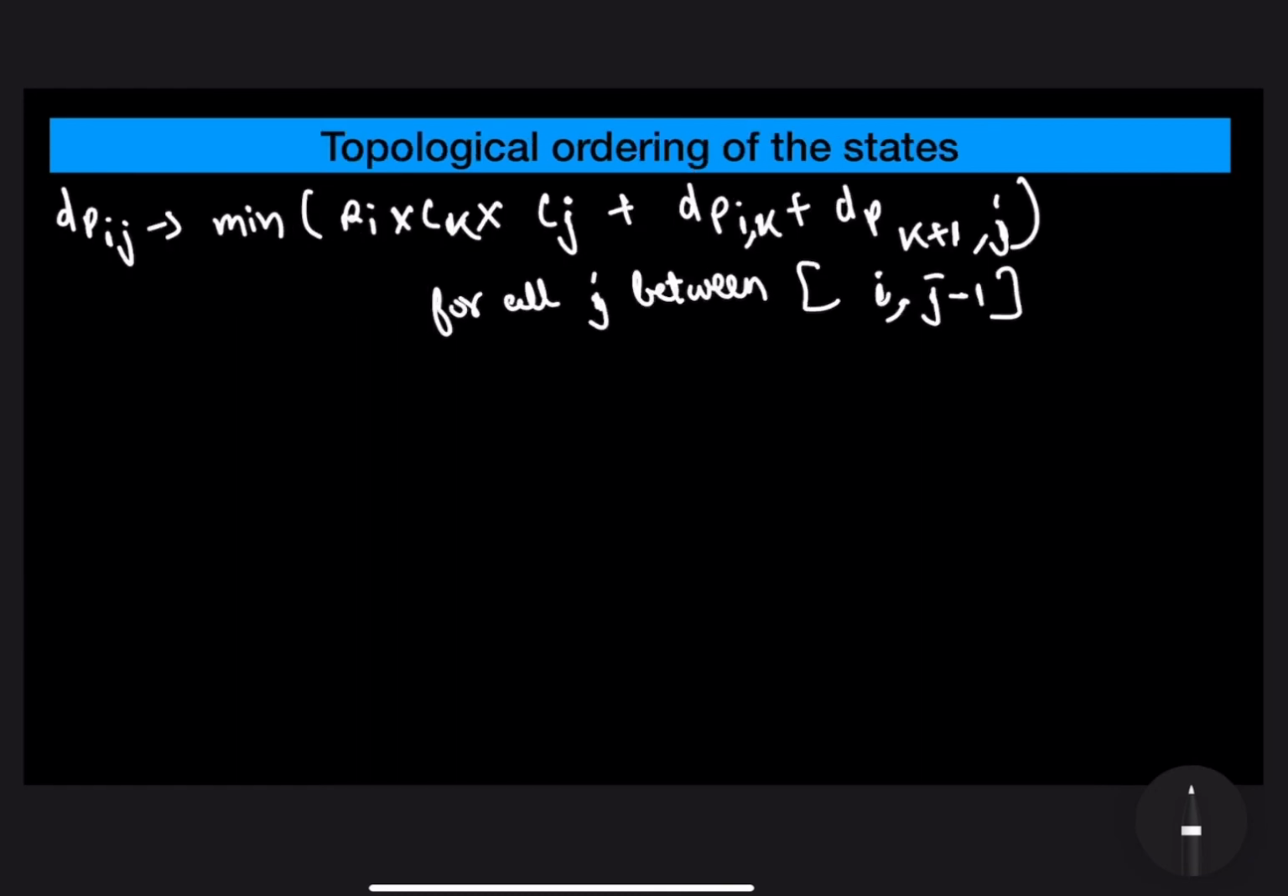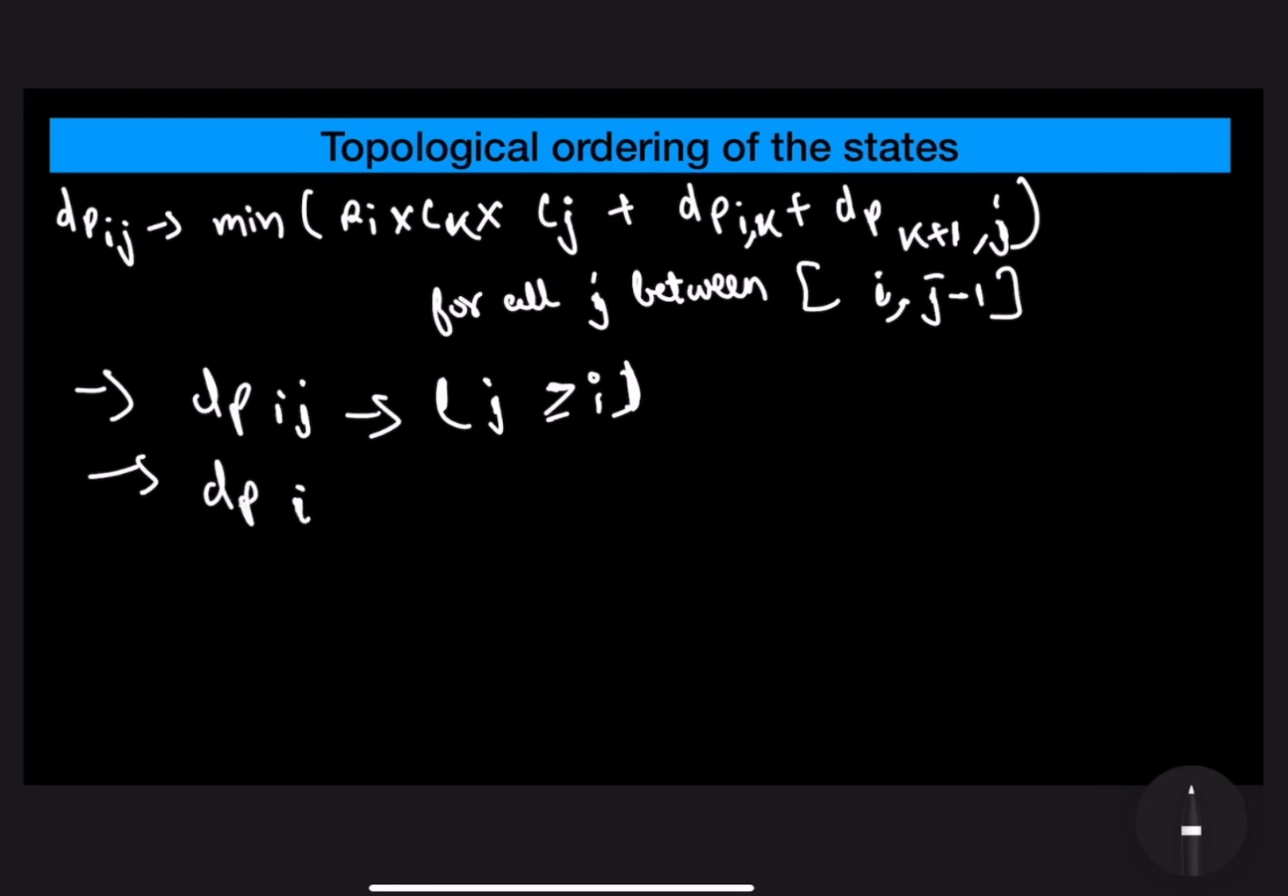Now before we move into the topological ordering, it's important to note that dp of i comma j is defined only when j is greater than or equal to i. And the second thing to note is dp of i comma i will be equal to 0. Why? Because we are left with a single matrix. dp of i comma i corresponds to a single matrix, so there is no other matrix to multiply it with. So the total number of iterations will be equal to 0.